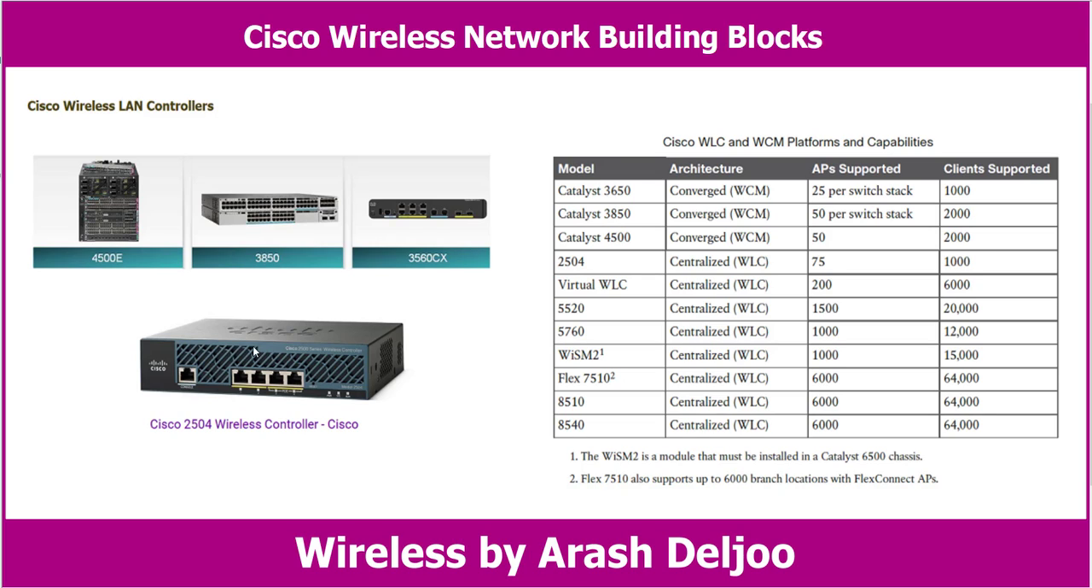Also, here you can see one appliance. This is the Cisco 2504 wireless LAN controller, and as you can see, it can be used in the centralized architecture, which we call wireless LAN controller, and it can support up to 75 APs and 1,000 clients.